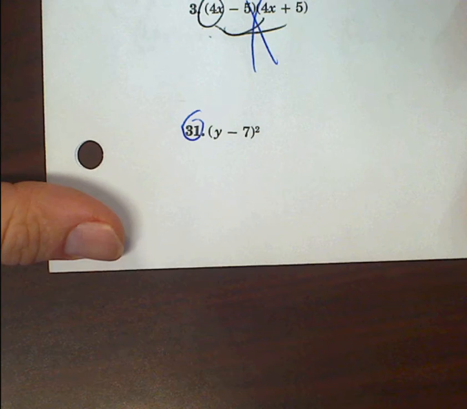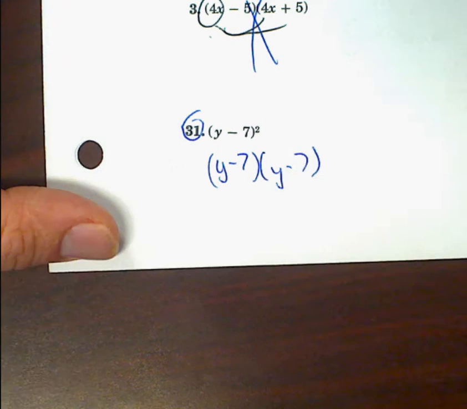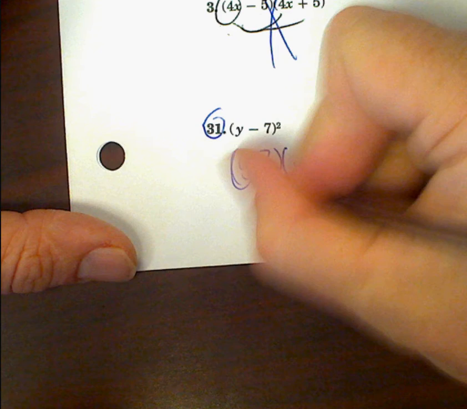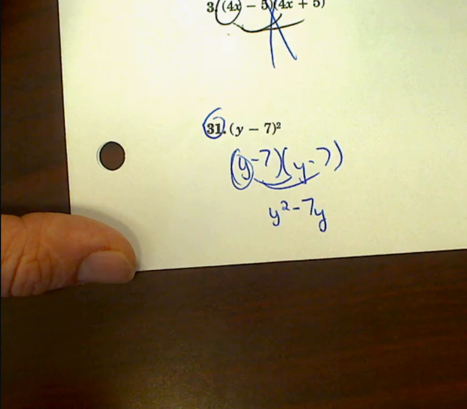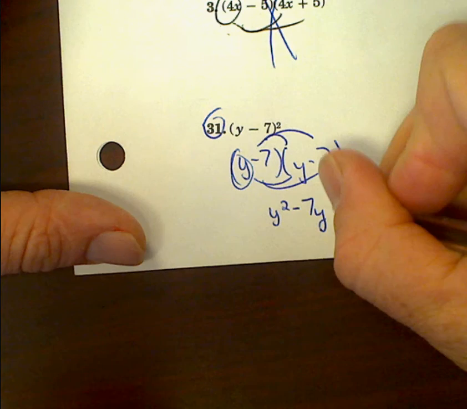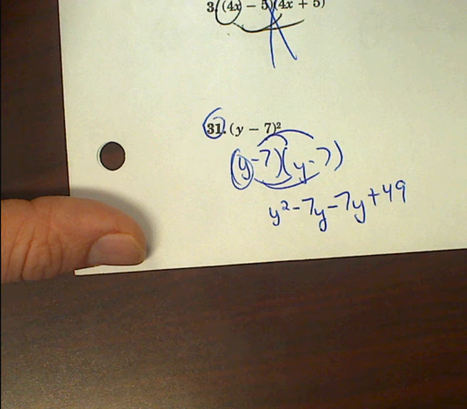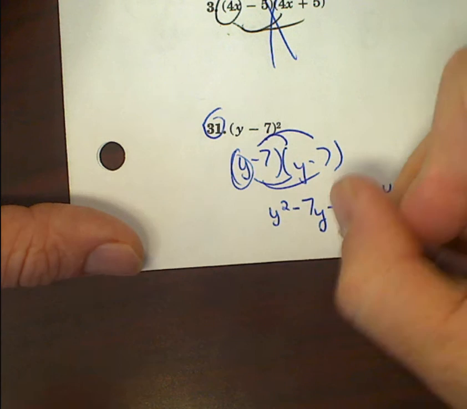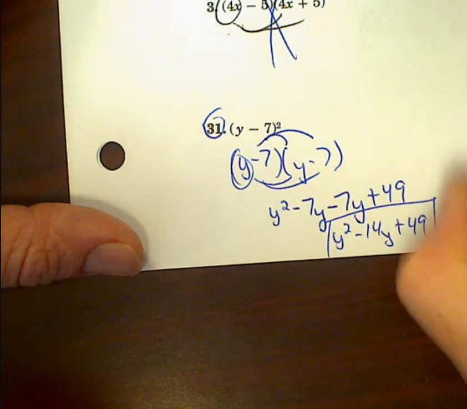Number 31, y minus 7, I have to write it twice. I'm going to take turns distributing. Y squared minus 7y, distribute the negative 7, so that's negative 7y plus 49. Negative 7y becomes negative 14y plus 49.